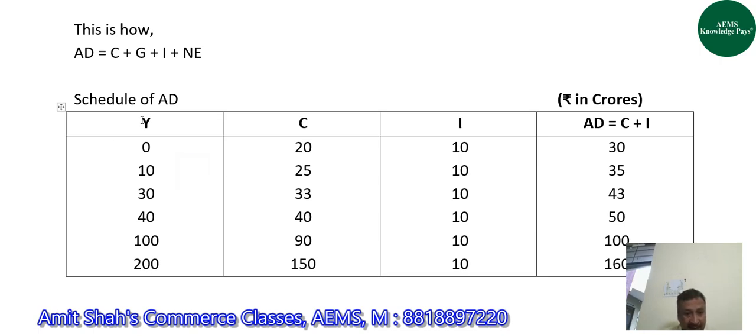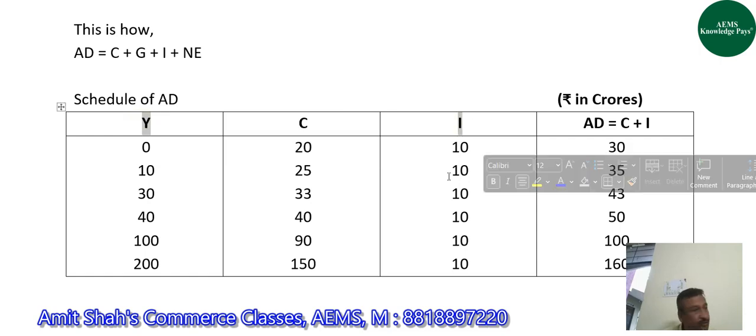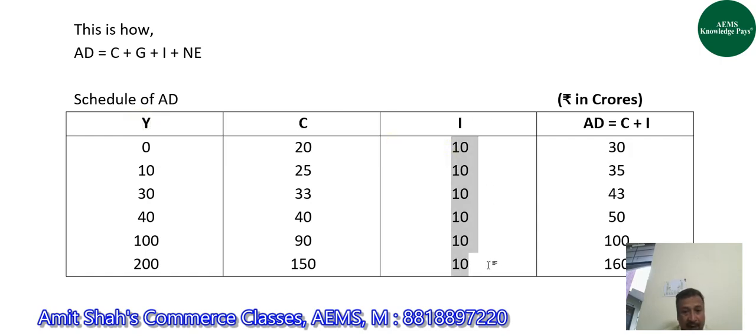Y and I have nothing to do. I does not depend on Y. Government does not do expenditure when it has income. That is done by the private sector, not the government sector. Government sector will keep investing whether there is income or not, because the government sector does not have the purpose of investment to earn income out of it.